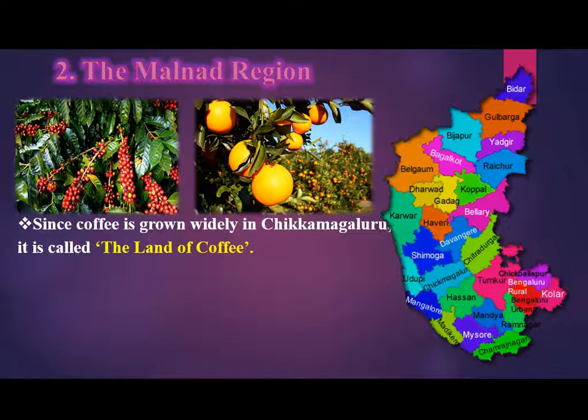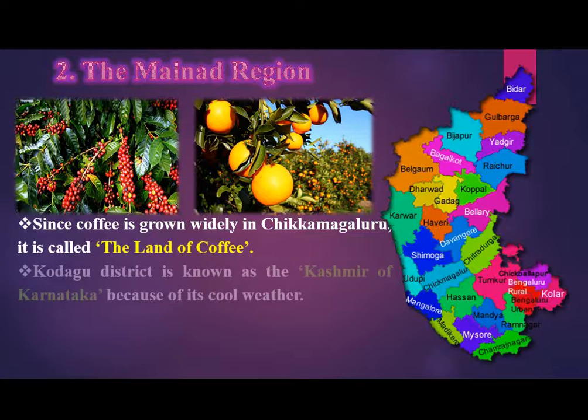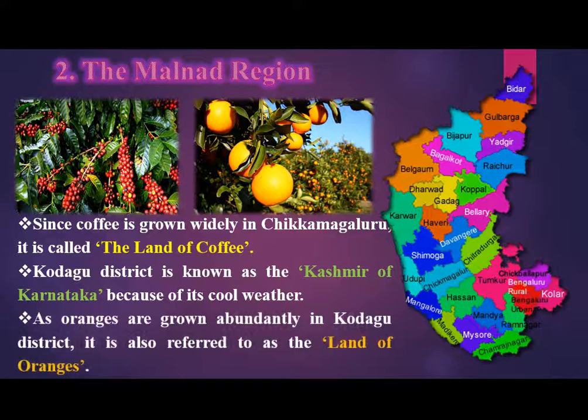Since coffee is widely grown in Chikmagaluru, Chikmagaluru is called the land of coffee, because the coffee crop is grown more in that particular place. And Kodagu district is called the Kashmir of Karnataka. Students, please do remember, these are very important points from the examination point of view. Kodagu district is called the Kashmir of Karnataka because of its cool weather. And Kodagu is also called the land of oranges because oranges are grown abundantly in Kodagu district.